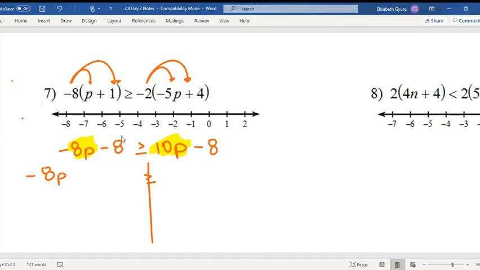This negative 8, the one that doesn't have a variable on it. If it doesn't have a variable on it, do we want to keep it on the left or move it over? Yeah, this one's going to go.